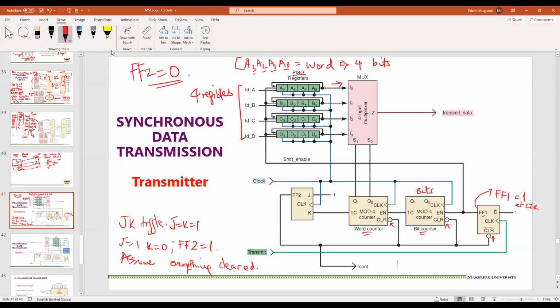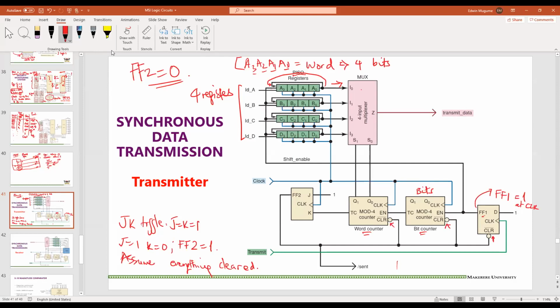Now, if you notice there is this feedback, it means that, for example, A0 will be shifted into the mux, but it will also be shifted back to replace A3, because A3 will move to A2, A2 to A1, A1 to A0, but A0 also floats back to where A3 is. At that point, A0 becomes the most significant bit. Anyway, let's see how this thing works.